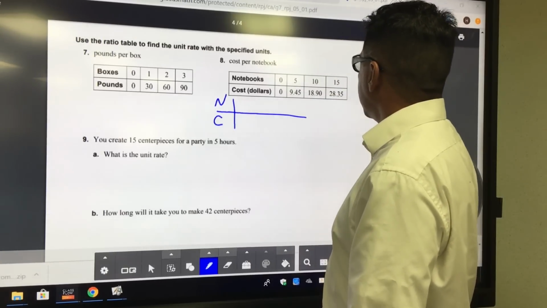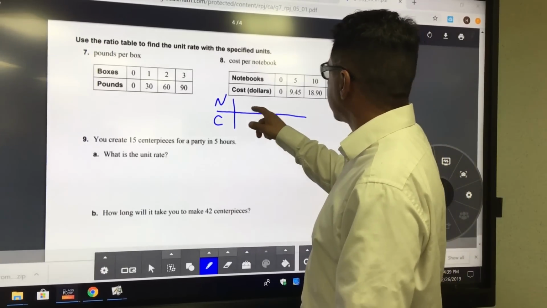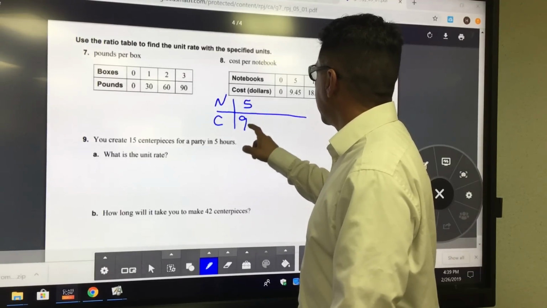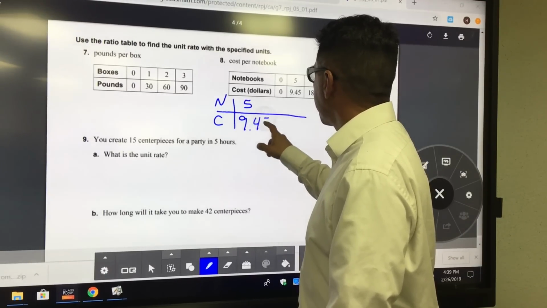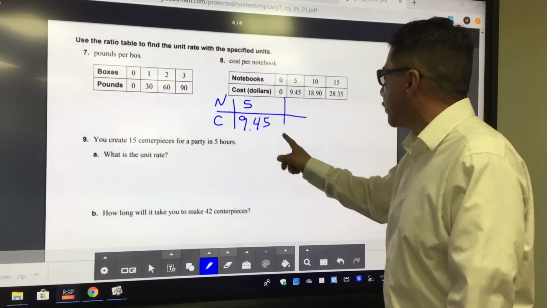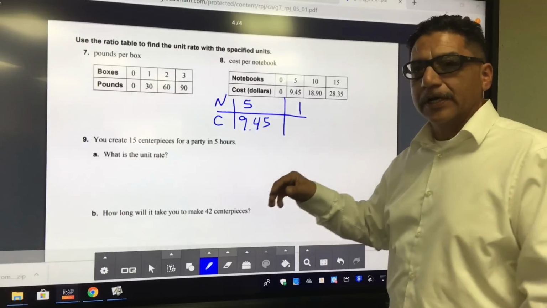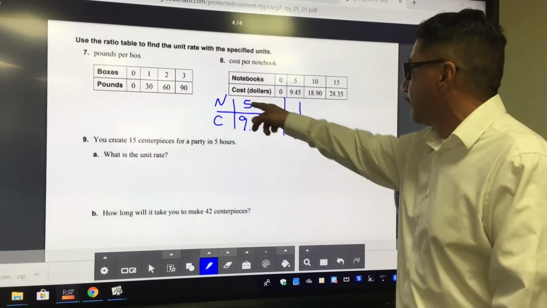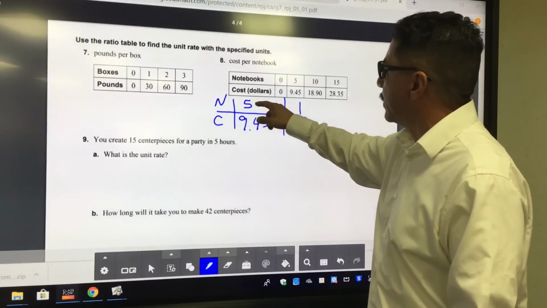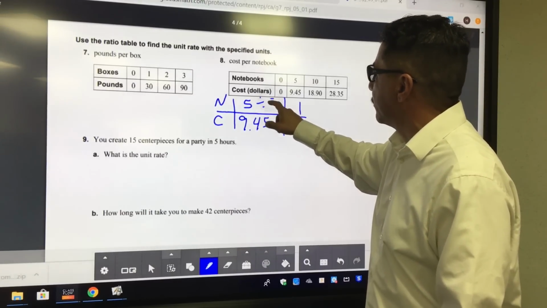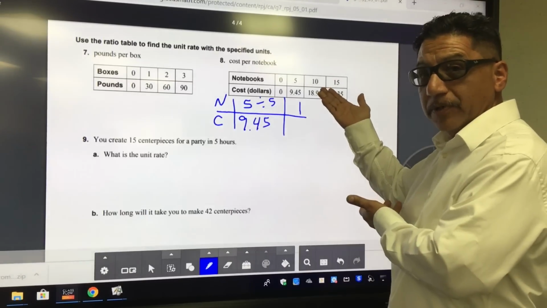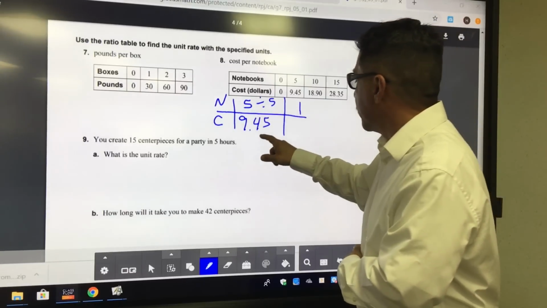So how much do 5 notebooks cost? Well, they cost us $9.45. Right? And the question then is, how much does one notebook cost? Now we need to just simply say, what do we do to 5 to turn it into a 1? And hopefully you guys already know this, we divided it by 5. And whatever we do to the top, we have to do to the bottom in this case.